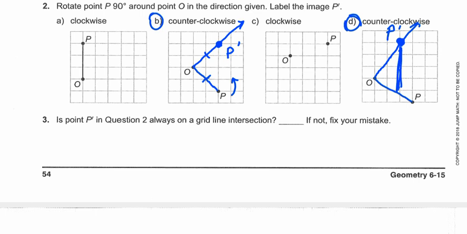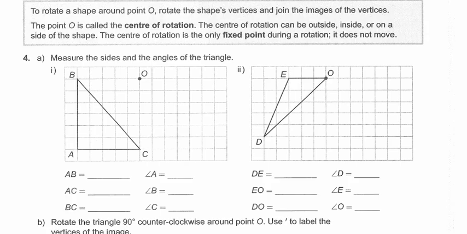Meaning a grid line intersection is where two of these lines connect. Okay, if you followed me so far, page 55, this is the hard part. It says rotate a shape around point O, or origin, rotate the shape's vertices and join the image of the vertices. So just like with reflections, we move all the points first, and then we draw in the shape. The point O is called the center of rotation, or the origin.